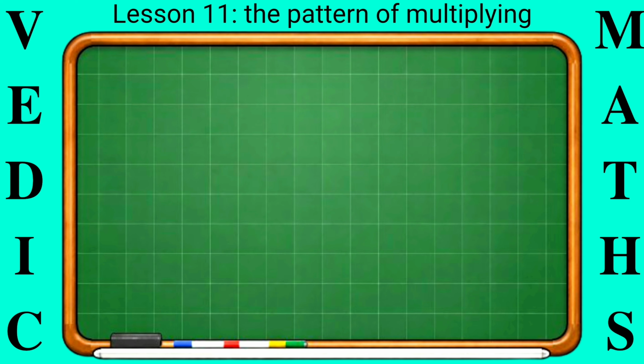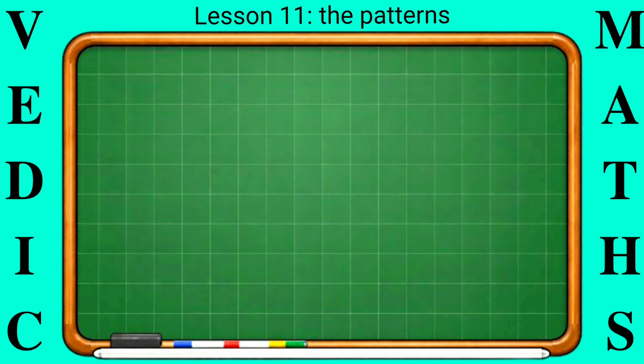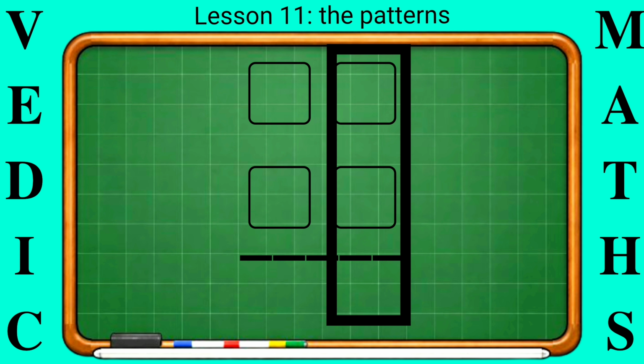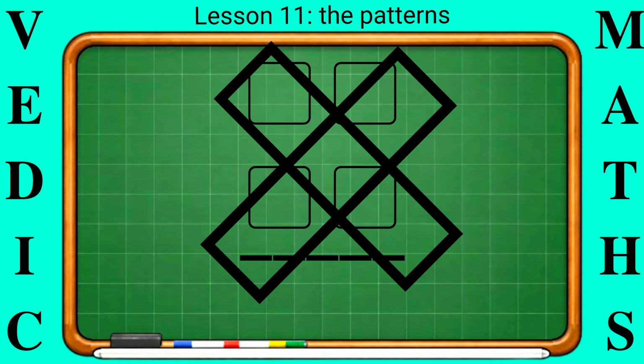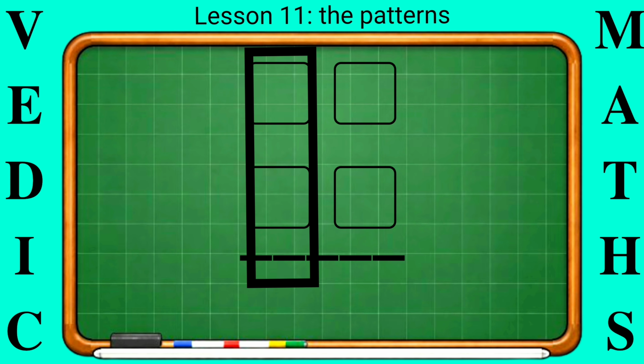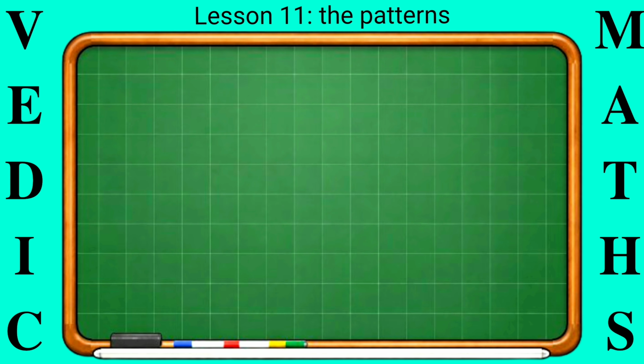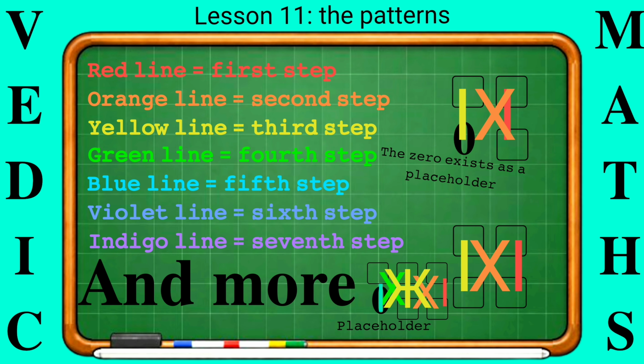Welcome to Vedic Maths Lesson 11. Do you remember the types of multiplications we were doing since lesson 7? Now I will show you a pattern. So now as you remember, first we multiply the ones digit, then we do the cross multiplication, then we multiply the tens digits. Now here is a pattern of multiplying any number.